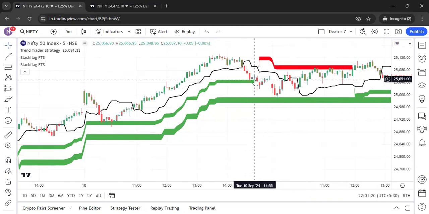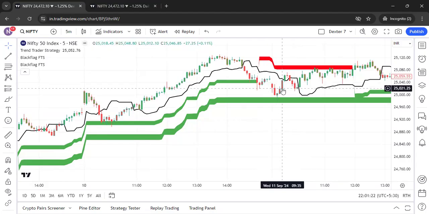We saw one on the sell side, but you might say that, okay, this was also a probable trade. Yes, it was a probable trade. You would have taken a buy at 25063 with a target at 25082. But then if you see, your stop loss got hit. Okay, my stop loss would be 25040 or 38. It got taken out here. All right. So it's fine.